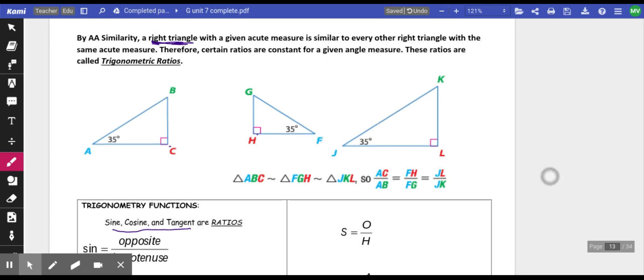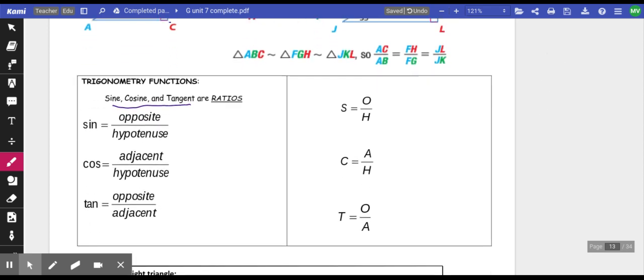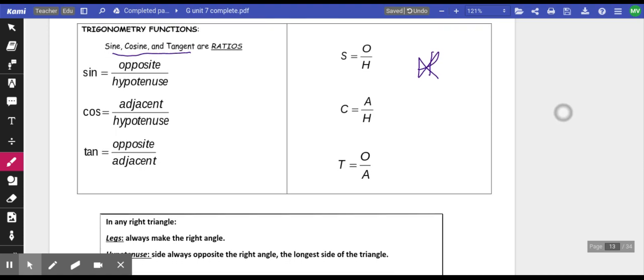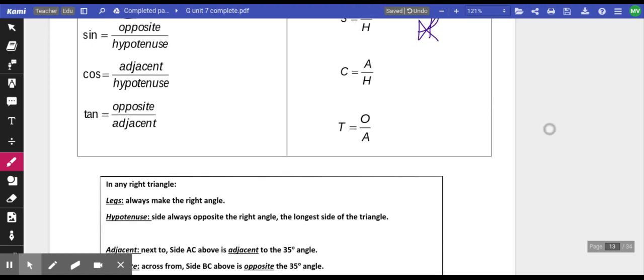So in order to use our ratios, which are defined as sine is the opposite side over the hypotenuse, cosine is the adjacent over the hypotenuse, tangent's the opposite over adjacent, and these are very, very important. We need to know what the parts of the triangle are called.